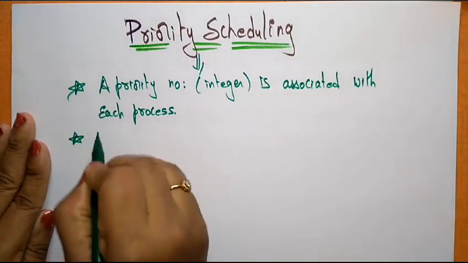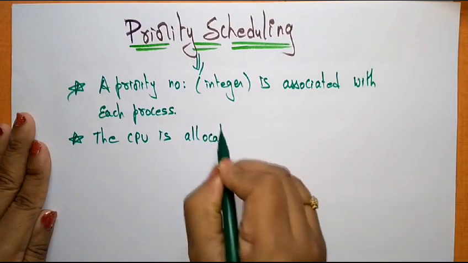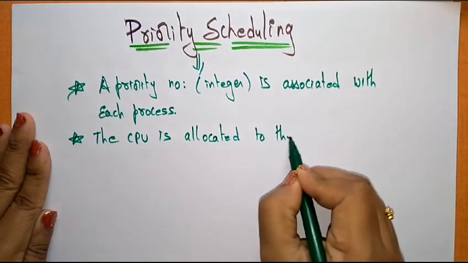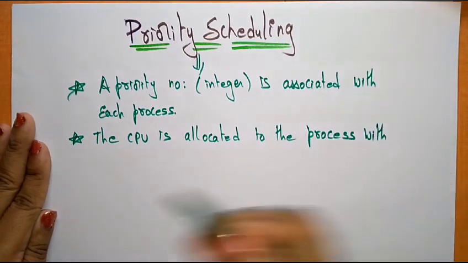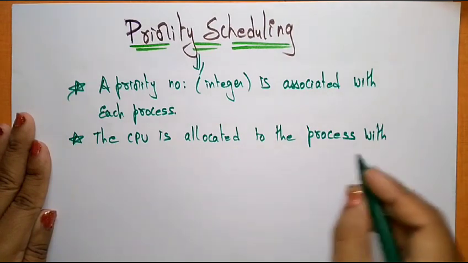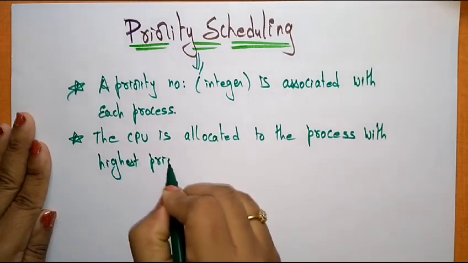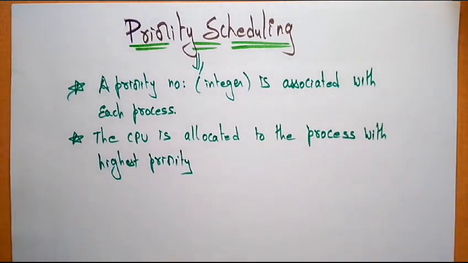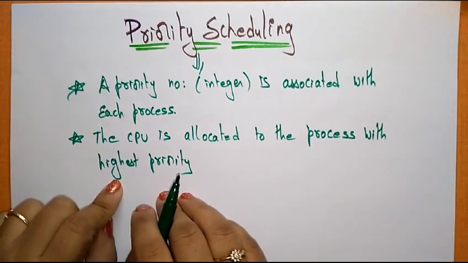Next, the CPU is allocated to the process with highest priority. So first you have to assign the priority. Next, the CPU is allocated to the process with highest priority. So it takes the smallest integer as the highest priority. If 0 is there, it is high. If 1 is there, it is the highest priority, like that. So the CPU is allocated to the process with highest priority.